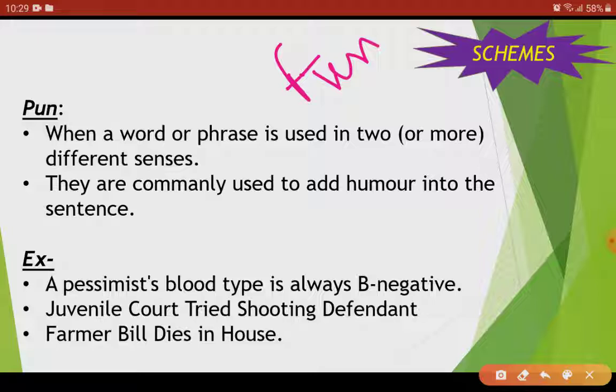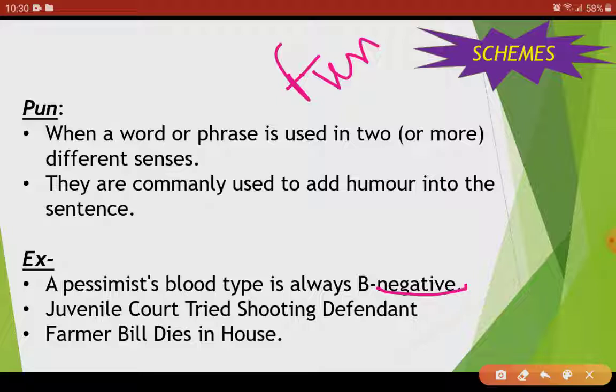For example, a pessimist's blood type is always negative. How can you say one's nature can be determined by their blood group? But still, you know that negative is something that tells of negative emotion. And here, be negative means, we always say, be positive. But a pessimist is the one who always remains sad, who doesn't have any happy thing to share. So that person is what we call negative.